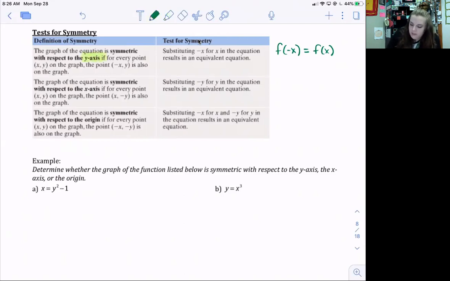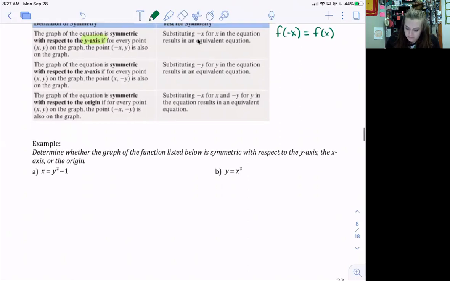If we substitute in negative y, I'm not even sure how to write that because you can't write that in function notation. So substitute negative y for y in the equation results in an equivalent equation. And if you substitute both of them in and you get back the original, then it's symmetric across the origin. So we're going to check these.